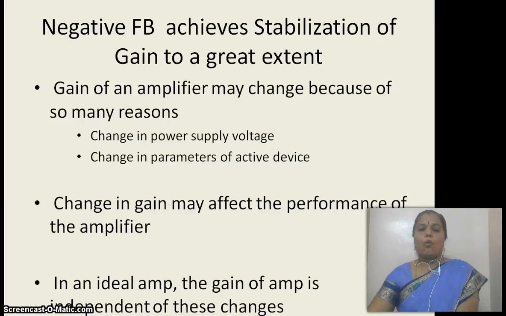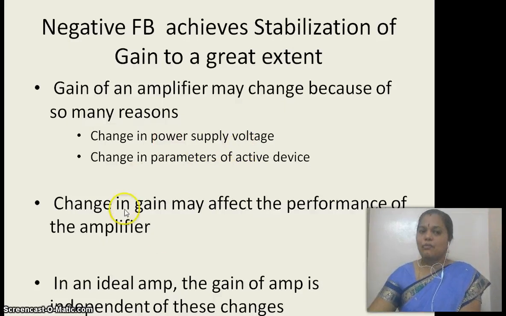First thing, whatever be the amplifier, the gain is the prime parameter which is going to decide the performance of the amplifier. So this gain depends on two main parameters. One is it depends on the power supply voltage, and again the gain depends on the parameters of the active device. Now what is the ideal op-amp? What is the role of the ideal op-amp? In case of an ideal op-amp, the gain of the amplifier should be independent of the change in power supply voltage and the change in parameters of the active device.